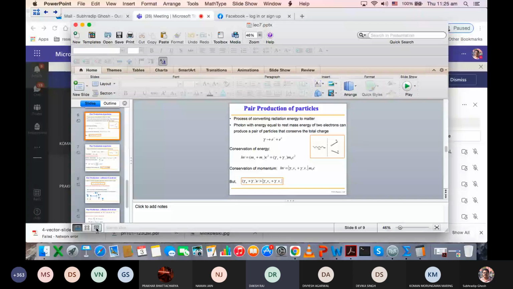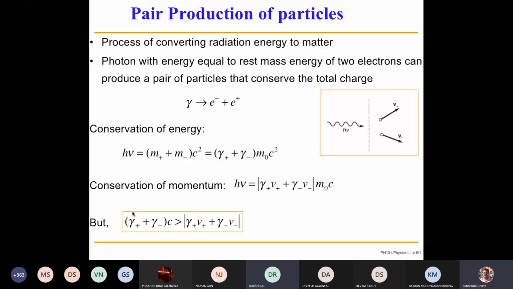All right. So you okay with the conservation of momentum relation? Yes, sir. All right. So you see, there is h nu on both the sides. That tells me that gamma plus gamma minus into C is equal to gamma plus V plus gamma minus V minus. That is what it should be, right?